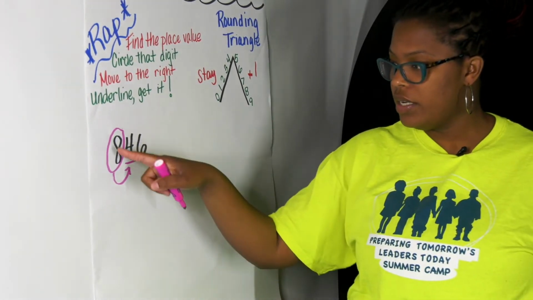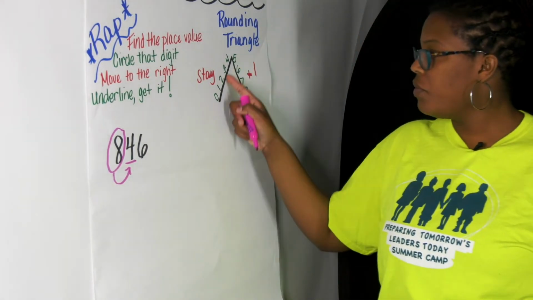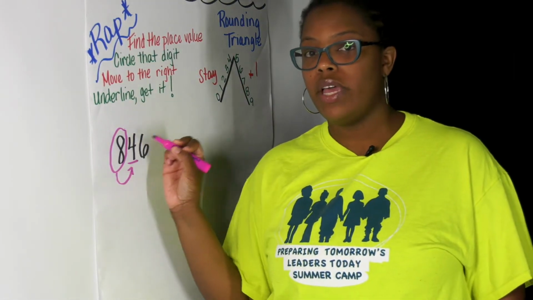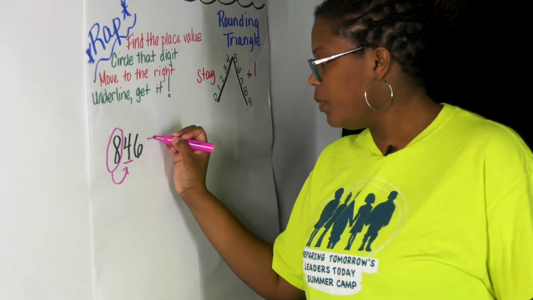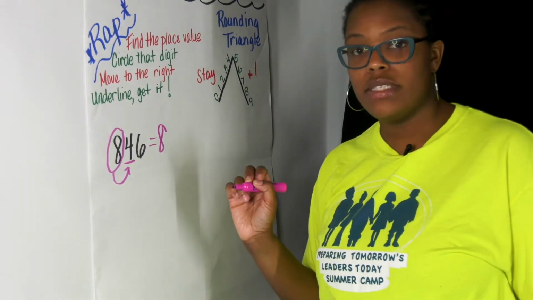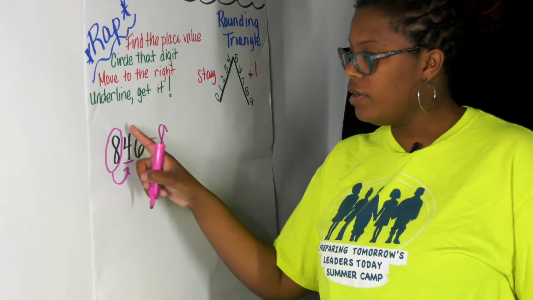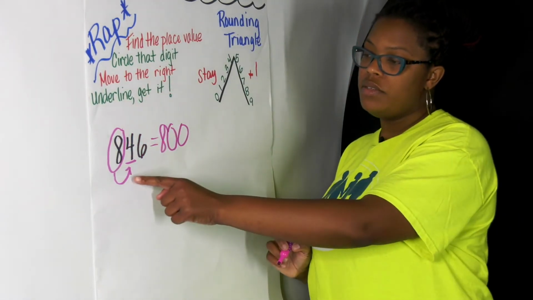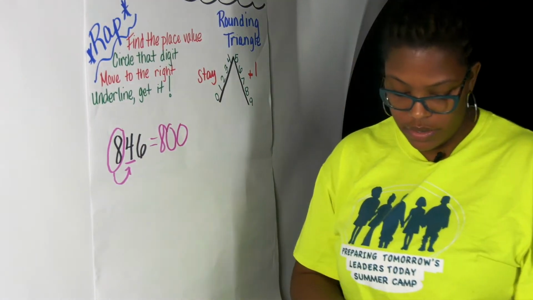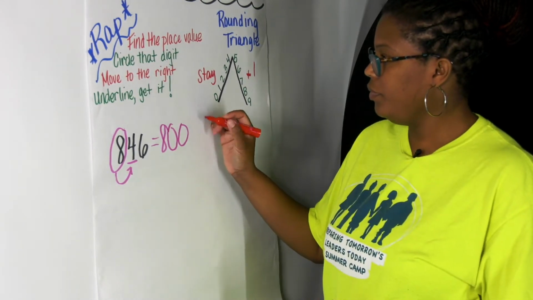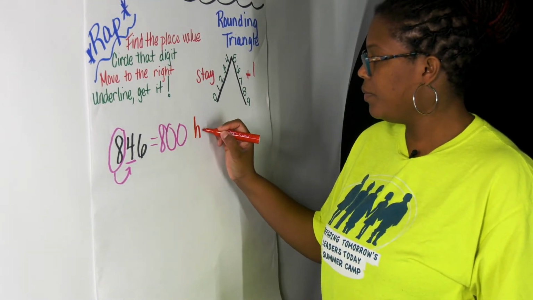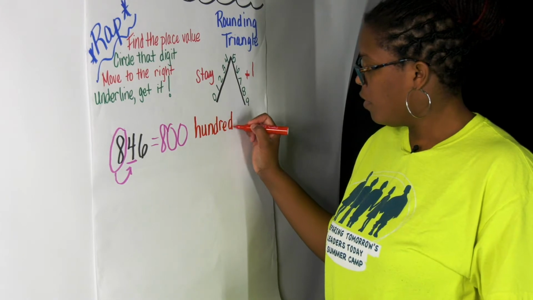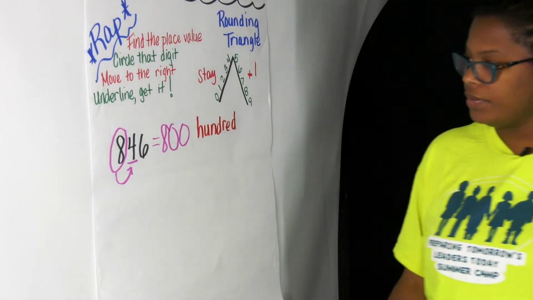What does the 4 tell you to do to the 8? The 4 is on the side that says stay the same. So the 4 tells you to keep the 8. The 8 remains the same. Here's our get it, which is 8. Everything after my circled digit turns into a 0. So 846 rounded to the nearest hundredths is 800. We round this to the nearest hundredths, okay?